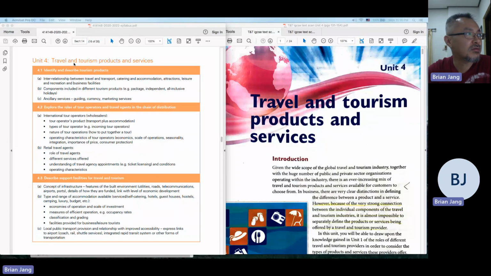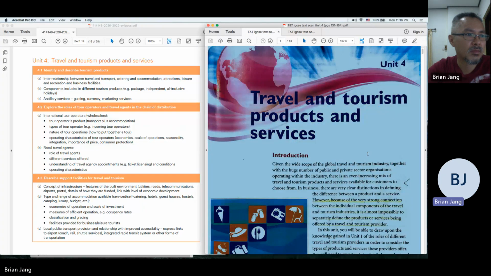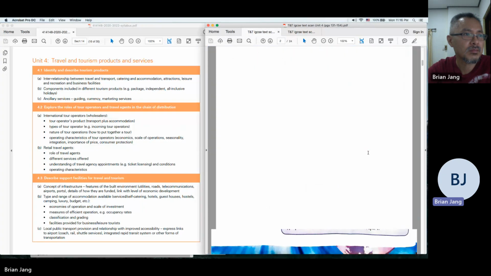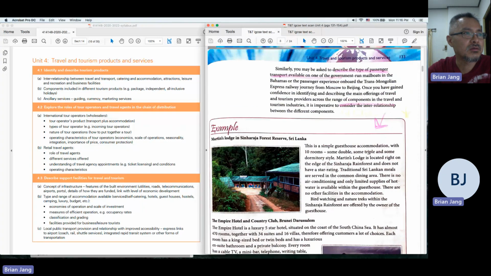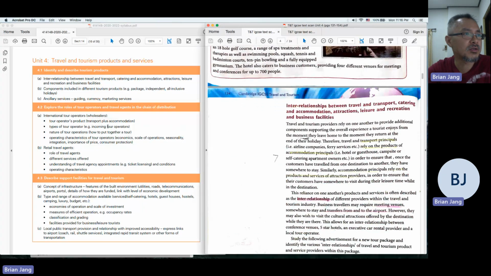Unit 4 is travel and tourism products and services. First, at 4.1, it's going to identify. Sorry, just making sure that I'm still recording here. Yeah, identify and describe tourism products. A is the interrelationships between travel and transit, catering, accommodation, attraction, leisure, and recreational business facilities.